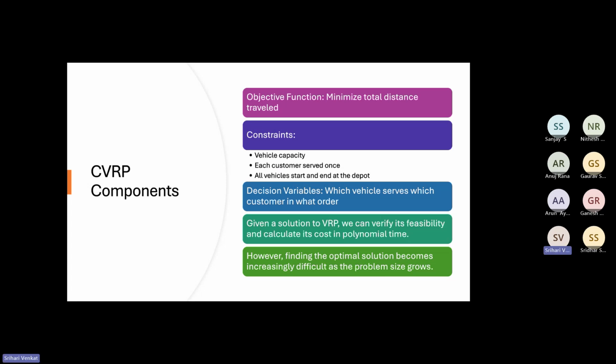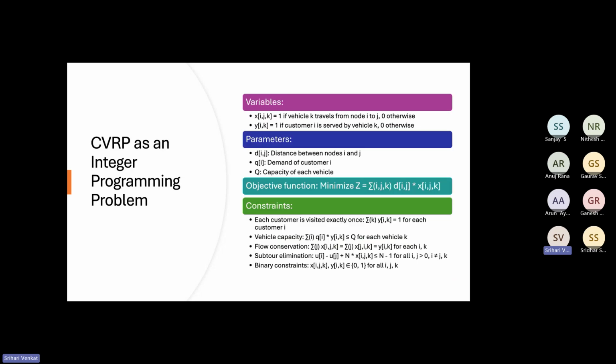So now we know how we can break it down. In the next slide, I will show you one of the techniques which we can apply to actually solve it, and that is integer programming. So let's say we are trying to apply integer programming to solve the CVRP problem. This is how we can apply it.